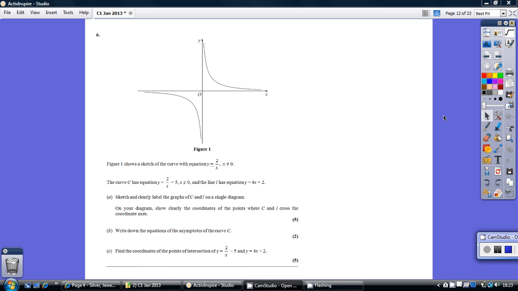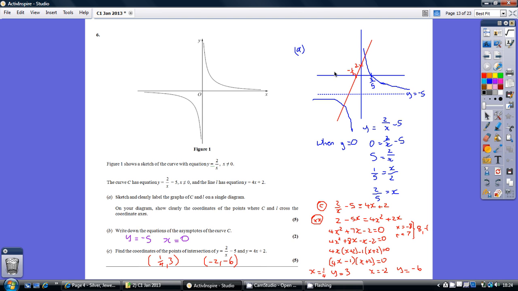This is question 6, have a go. Okay, so for part A we've been asked to sketch the curve.